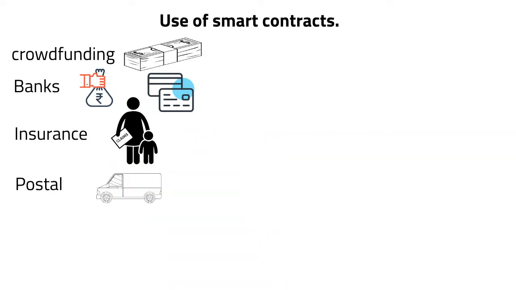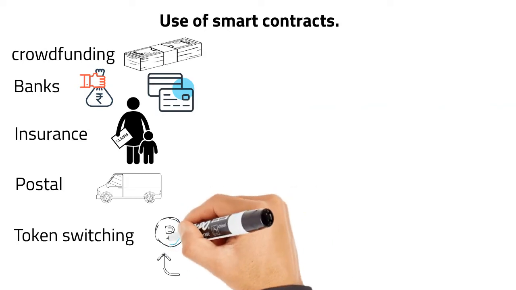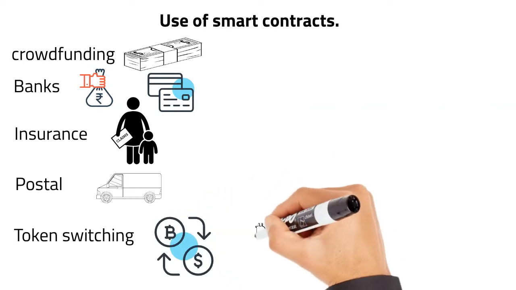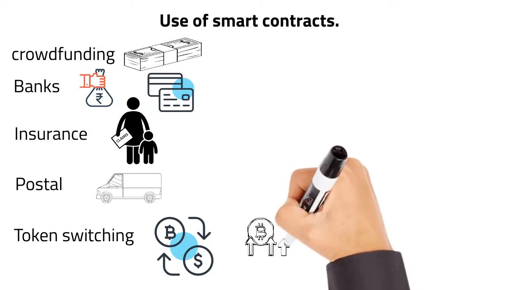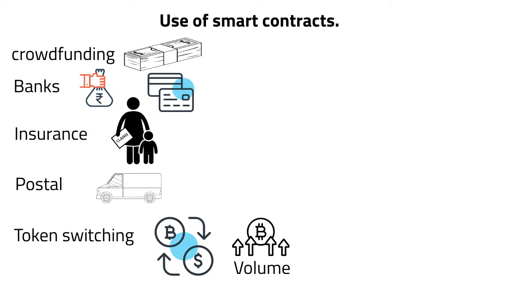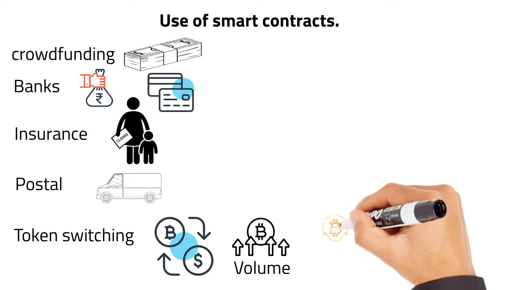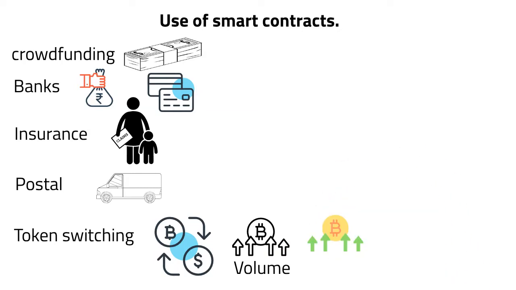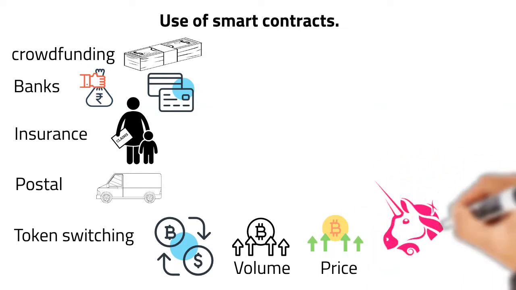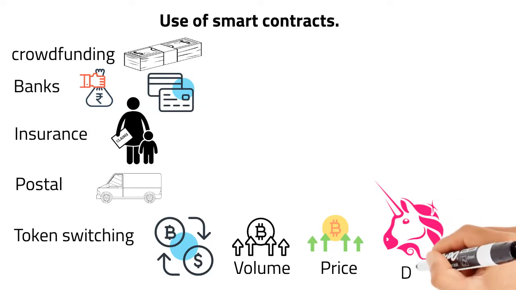Number 3, we have token switching. When it comes to smart contracts, one of the most useful things that you can do is create a pool of money with two different tokens. You write a smart contract to allow traders to switch out one token for another token, and as the volume increases, you can increase the price of the other token. This way you keep a steady value in the pool. This is roughly how a decentralized exchange works.